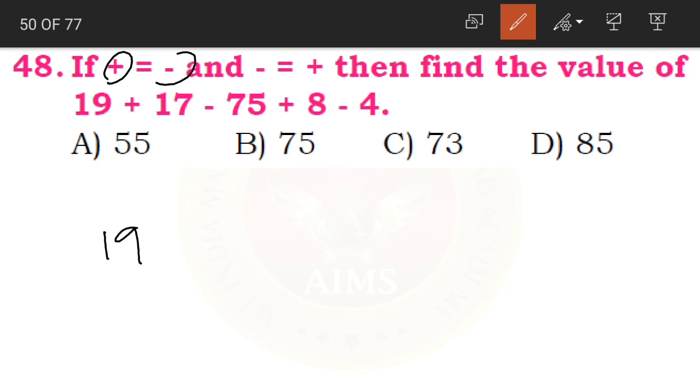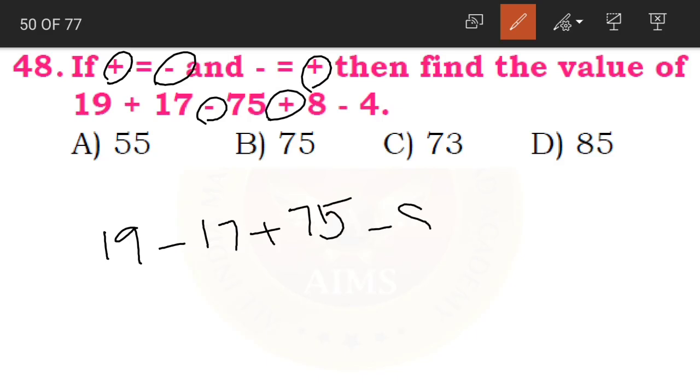Instead of plus what should we write? Minus. Then again minus. Instead of minus we should write plus 75. Again plus means minus, so minus 8. Now again minus means plus, so plus 4. Clear children? Okay, till now it is clear. Now what will be the next step?